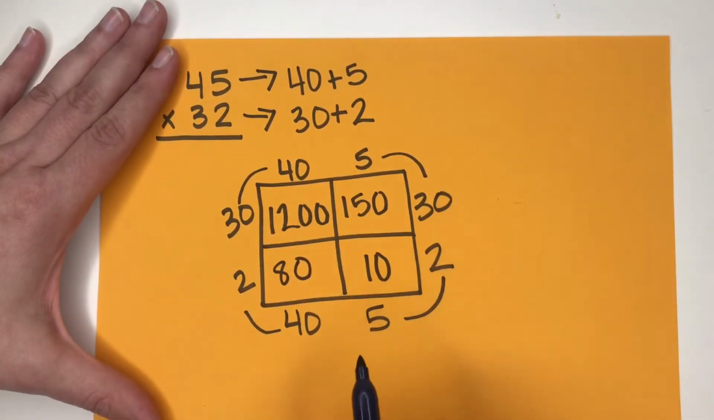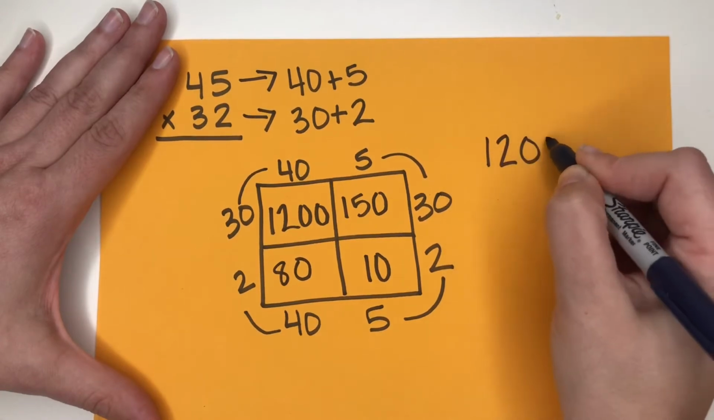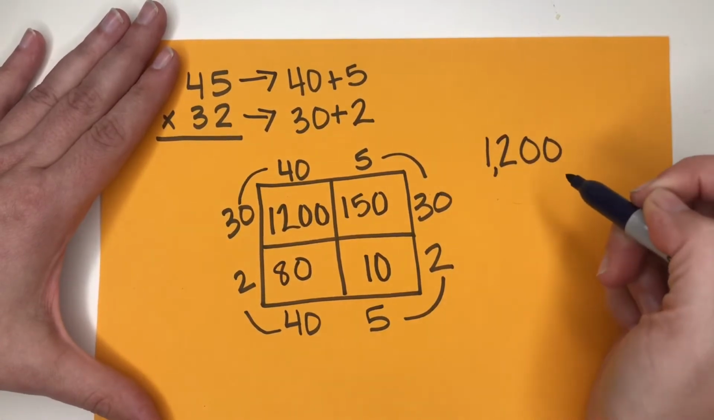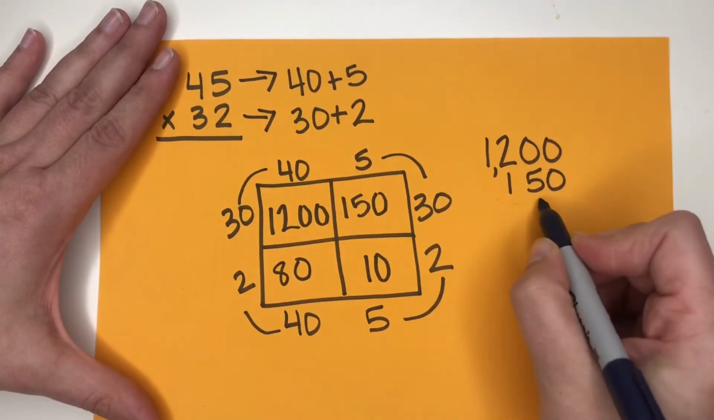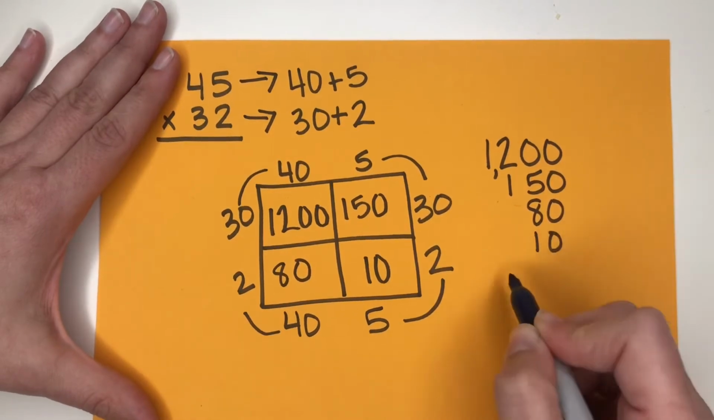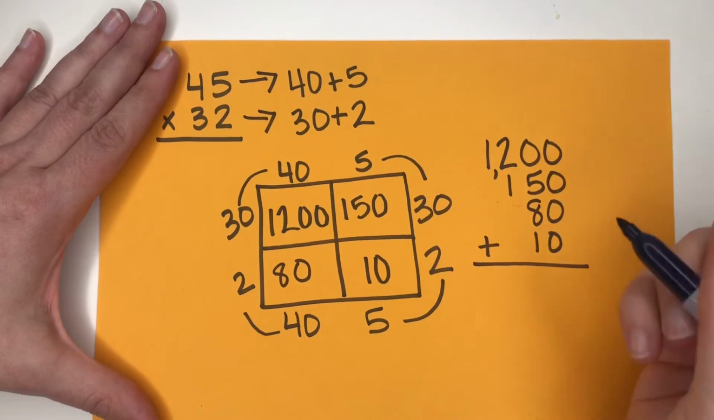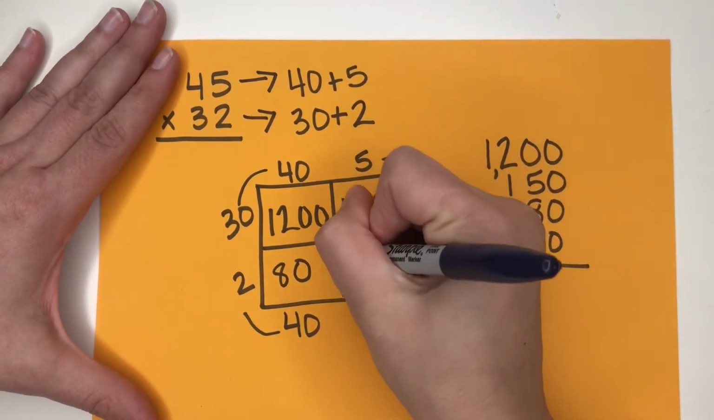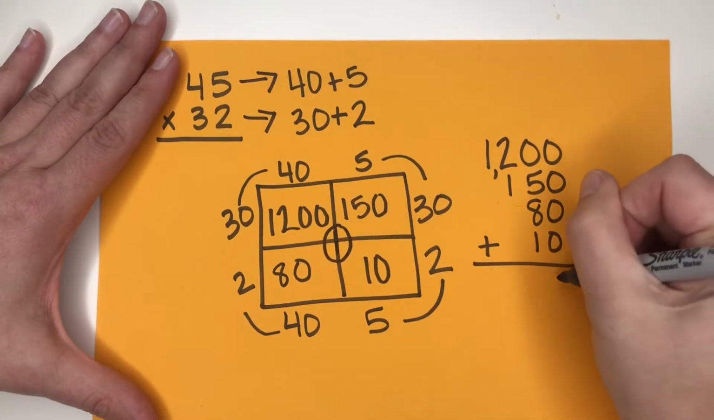Whatever we pull apart, we have to put back together. I always like to start with the largest number first, which is 1,200. Then 150, then 80, and then 10. And I'm going to add this back together. If I need to remember that I am adding, the center of my 4 square does make a beautiful plus sign.